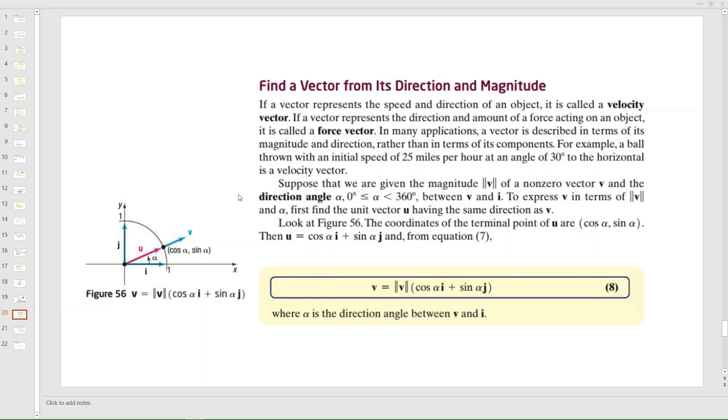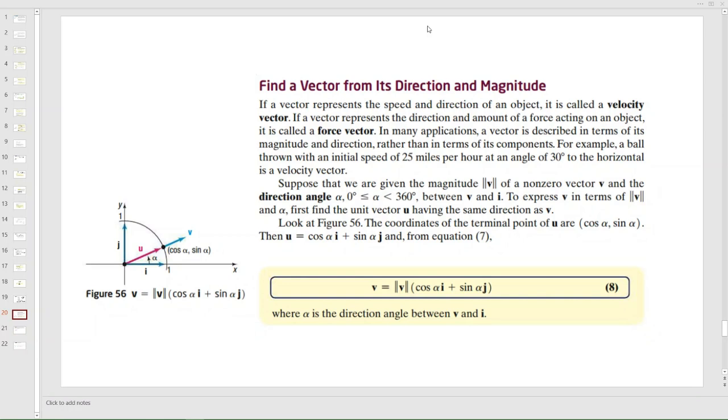So it allows us to think of a vector v as its magnitude times cosine alpha i plus sine alpha j. Okay, so this is what we call the direction angle alpha, because it meets the unit circle at the point that we create when we find the unit vector from some vector v that has the direction from v. Okay, so this sets us up for some applications.